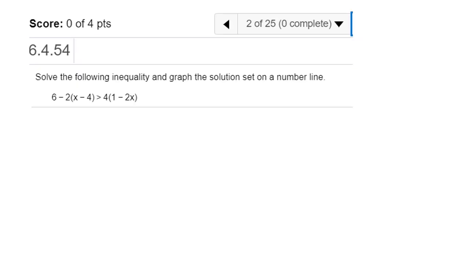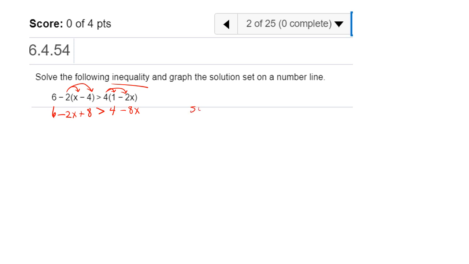Here for number 2, it's not really an equation, it's an inequality, but we'll solve it the same way. So I'll start off with the distributive property and multiply that negative 2, get negative 2x plus 8. I'll bring down the 6 in front and the greater than symbol. Then I'll come across over to the right and distribute there. 4 times 1 is 4, 4 times negative 2x is negative 8x.